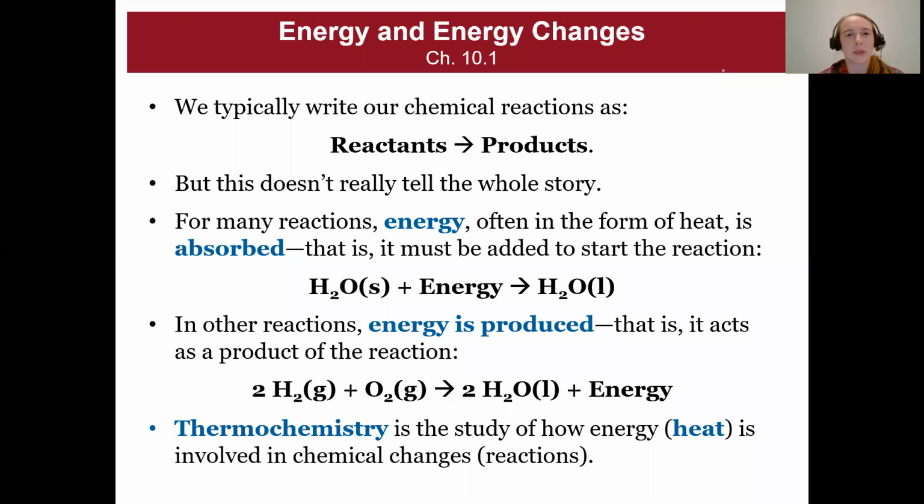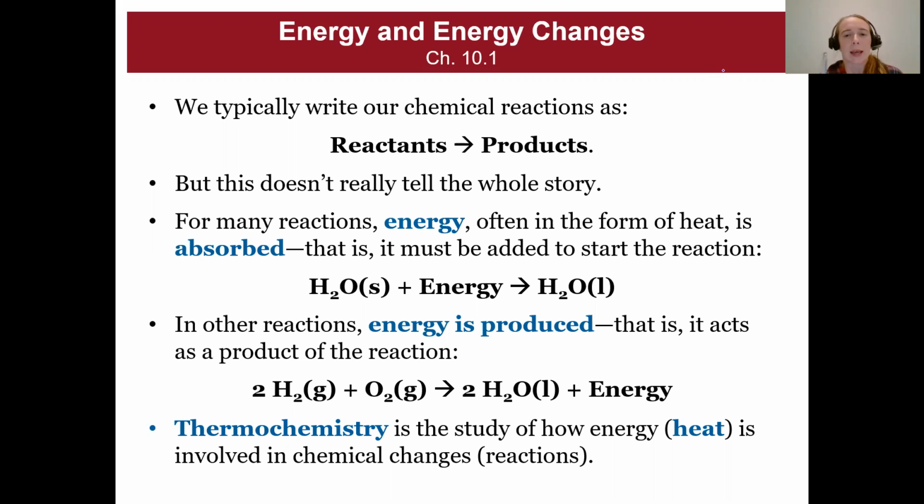Howdy class. So now we are starting chapter 10, which is all about energy. So it starts with energy and energy changes. So we're gonna do an intro and then get deeper into this energy thing as it relates to chemical reactions. So typically we write our chemical reactions, as you know, reactants on the left, products on the right. That's all we knew so far. Reactants become products, but that doesn't really tell the whole story.